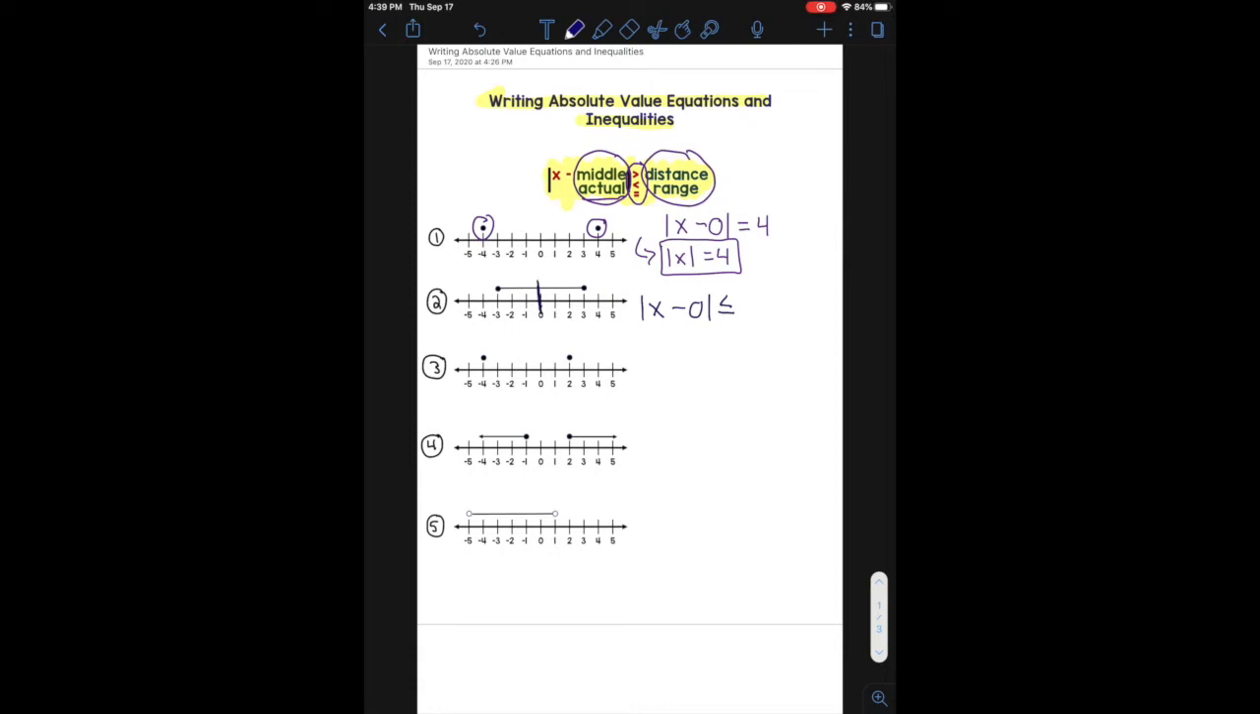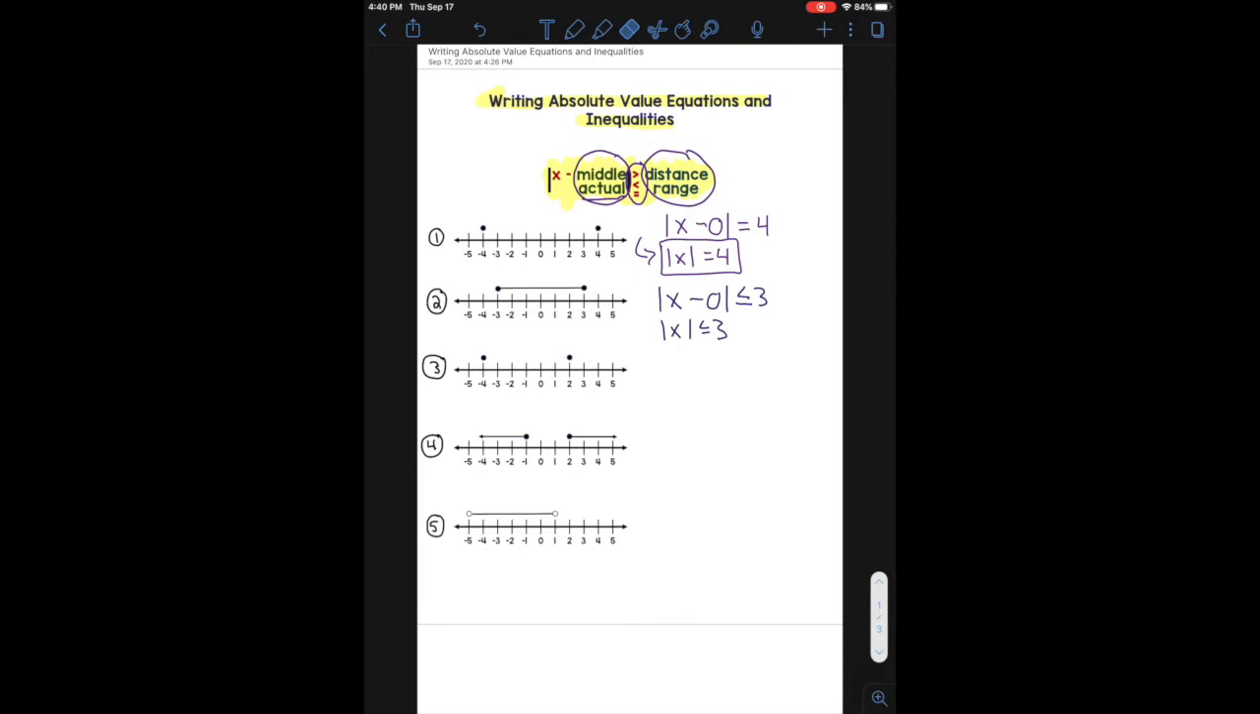Lastly, we're going to find the distance from the middle to the outermost solutions, and that would be 1, 2, 3. Just like problem number 1, we're then going to simplify that x minus 0 and get the absolute value of x is less than or equal to 3. In this case, we wrote an absolute value inequality, and we were determining these things just based on the way the graph looks.